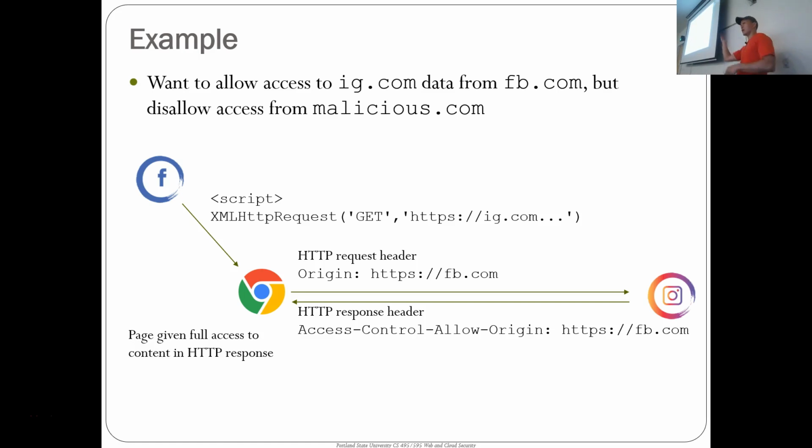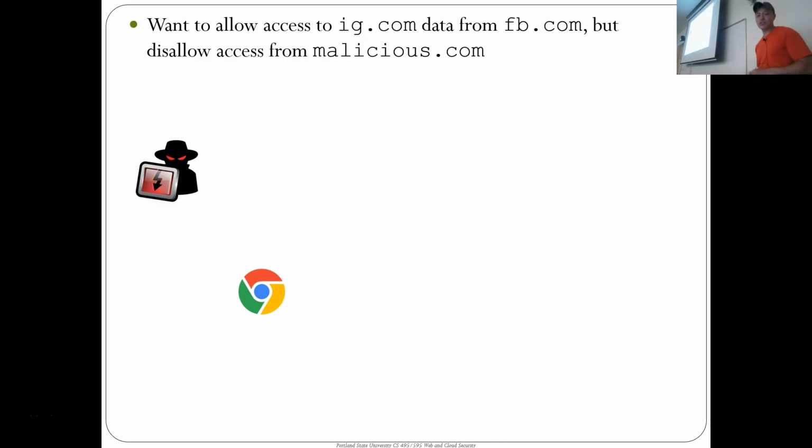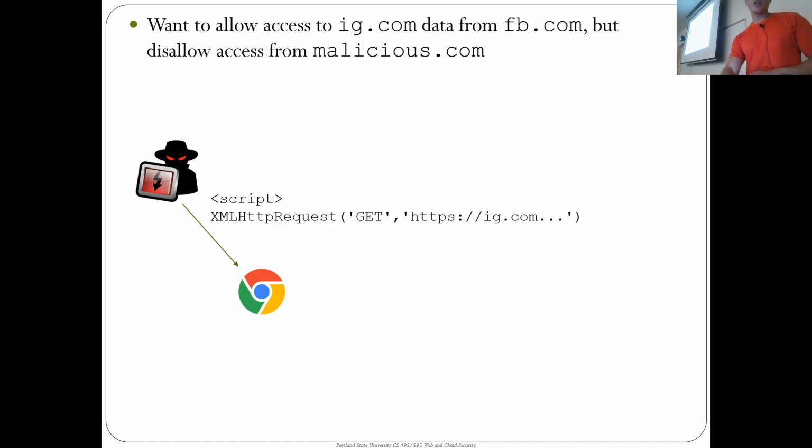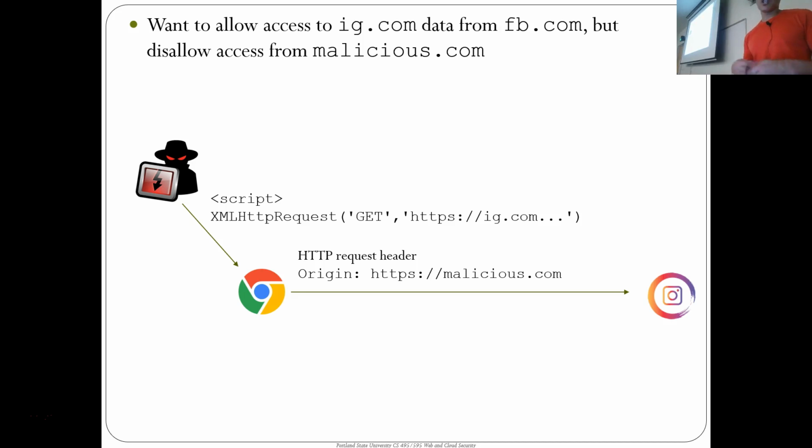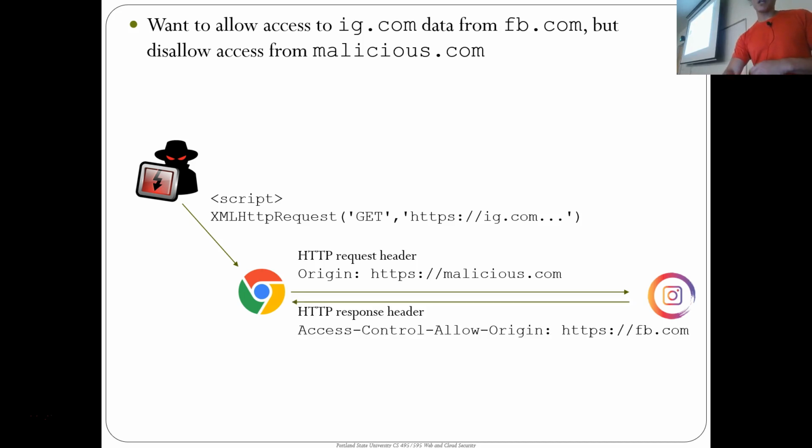And then you would implement that UI that you saw earlier. That's how it's intended to be used. And then if you're a malicious site and you trick the browser into visiting you, and you say get Instagram.com, just like before, the origin is malicious.com, and then because the response header has an allow origin that doesn't match, you would basically give no access.